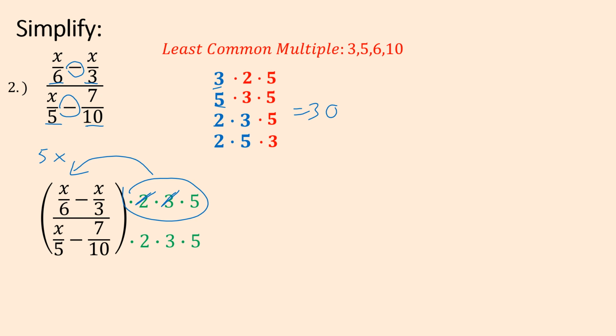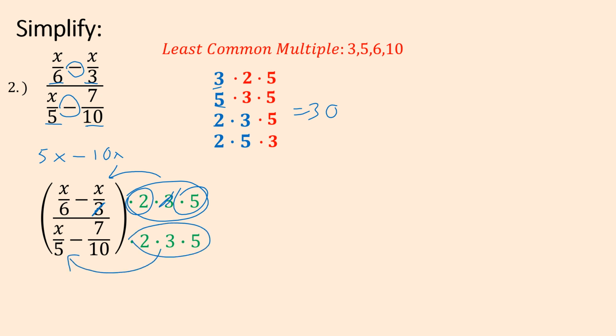We redo the same thing with the next fraction within the problem. Okay, so now we take this 2, 3, 5, and we multiply it into that fraction. This time the 3's are going to cancel. 2 and 5 are left, that's 10. 10 times x, 10x.